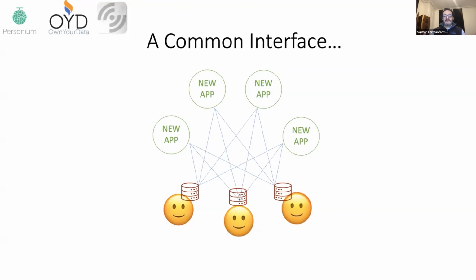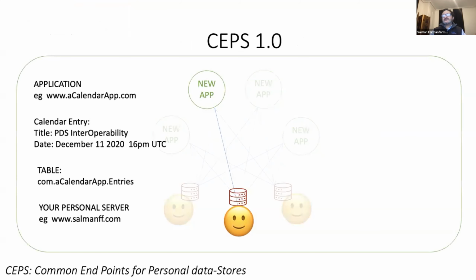And then you can start to imagine that there could be a rich ecosystem when each of us has our own server and controls all our data. So that's what we started to define. And earlier this year, the three of us really agreed on a specification for apps to read and write to any data store. That's called CEPS 1.0.